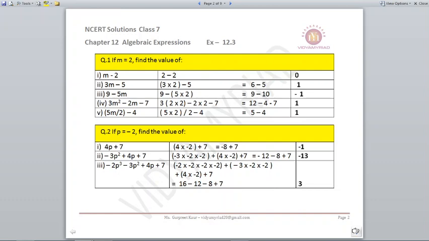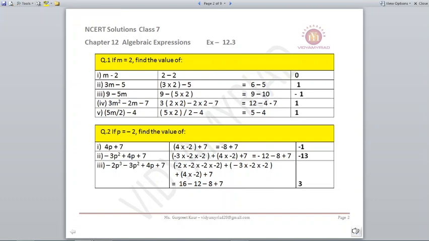If m is equal to 2, find the value of the following. Here certain expressions are given to you. What we are going to do is we will just write 2 in place of m. So first it is given as m minus 2. Now what is the value of m? 2. So what is 2 minus 2? 0. So just like that we will be doing all the questions.